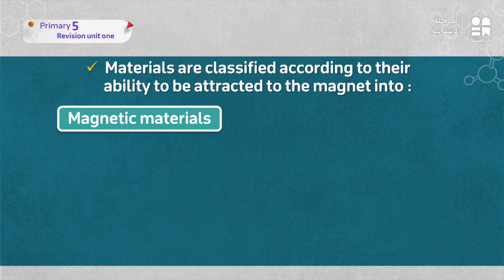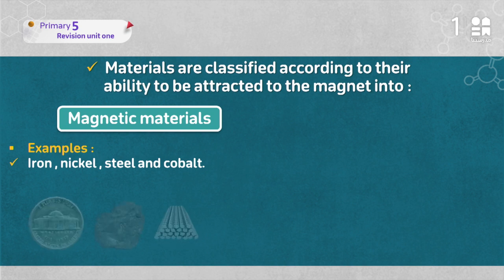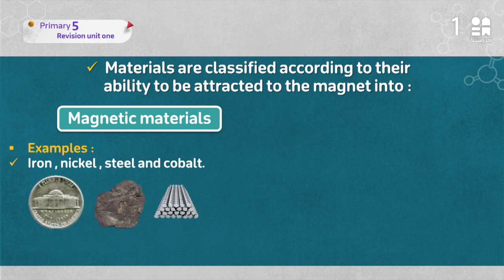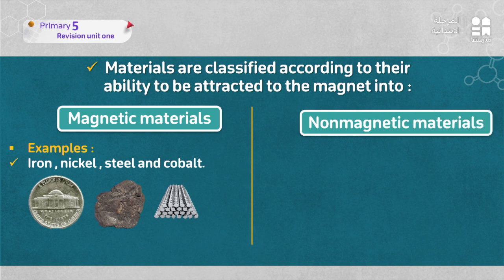What do magnetic materials mean? They are the materials that are attracted to the magnet. For example, iron, nickel, steel and cobalt. So this is the first type of materials, which are called the magnetic materials. The second type of materials is the non-magnetic materials.